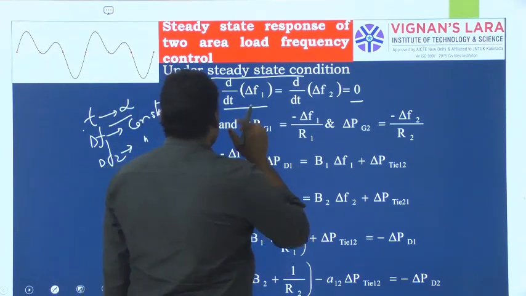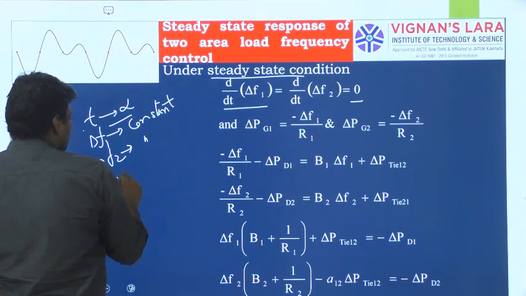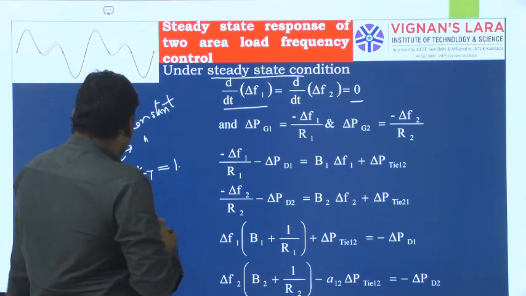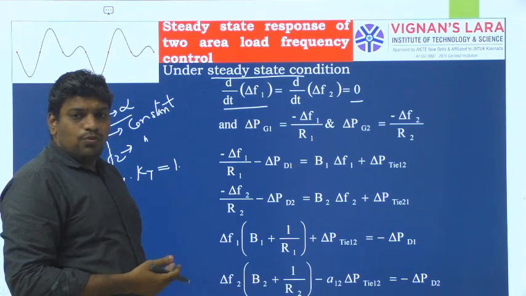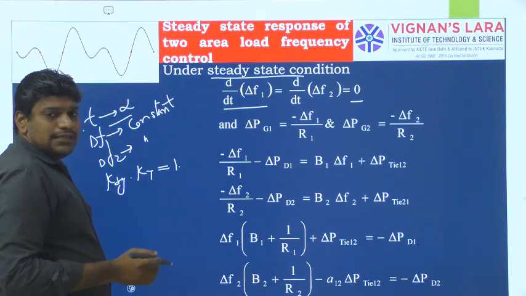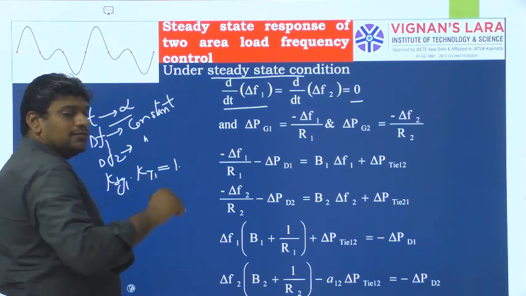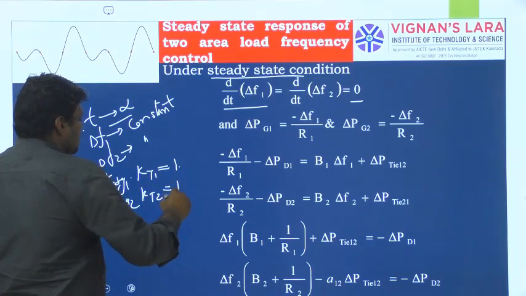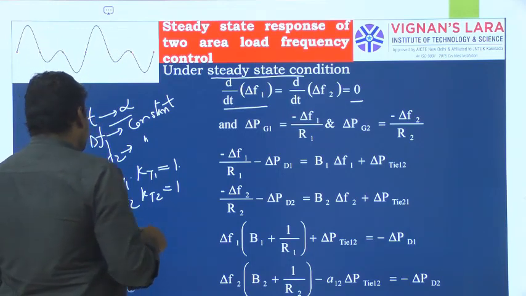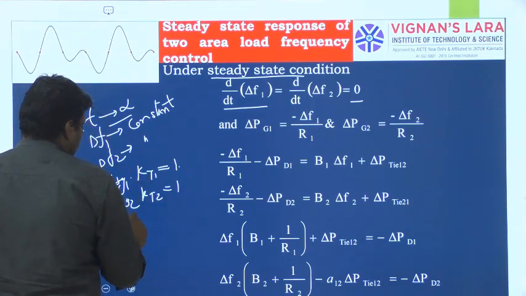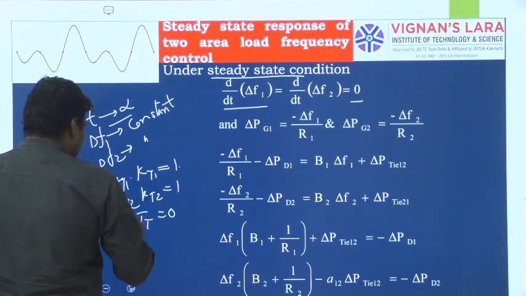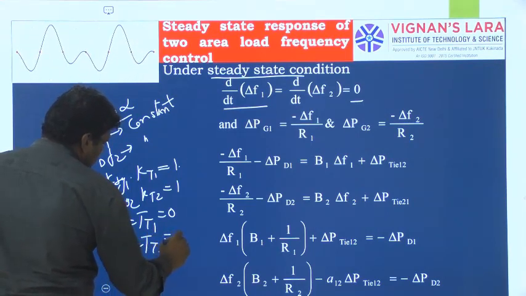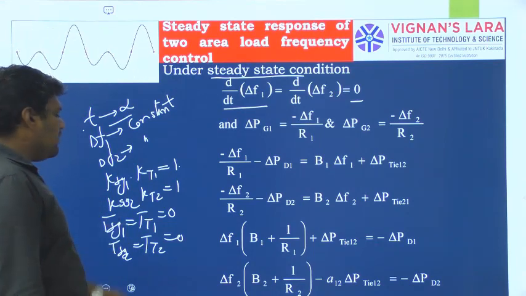Next, we take the assumption we have seen already: Ksc into Kt equal to 1. We have some linker mechanism, and we adjust it such that Kc into Kt is equal to 1. So Kc1 into Kt1 is 1 for area 1, and similarly Kc2 into Kt2 is equal to 1 for area 2. At the same time, we assume for the time constants Tsc equal to Tt equal to 0, that is, Tsc1, Tt1, Tsc2, Tt2 are 0. So the time constants of the speed governor and turbine are assumed to be 0.